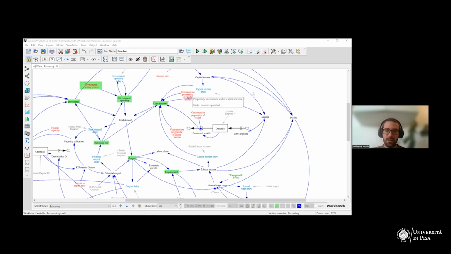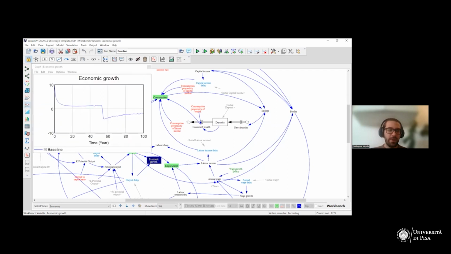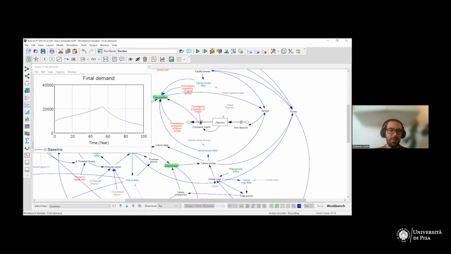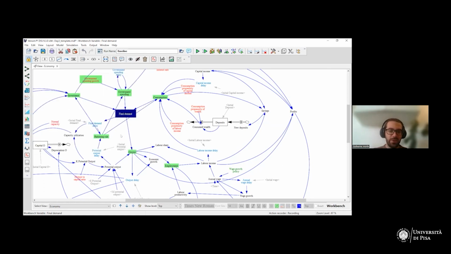So let me share my screen again. And then we had economic growth, for instance, that's going very low, right? So we want to know what causes this to drop. So I can have a look at how demand is working. It's also falling a lot after reaching a peak, right? So something is causing this to fall.